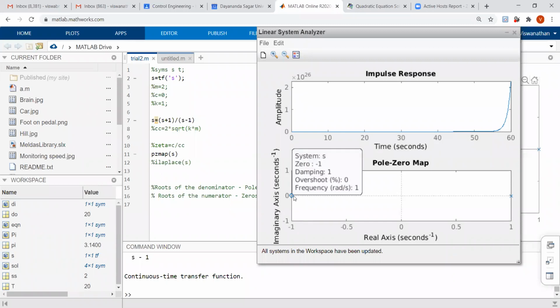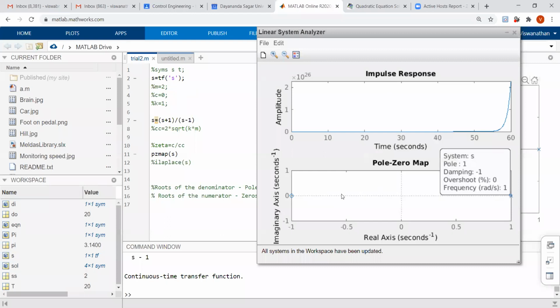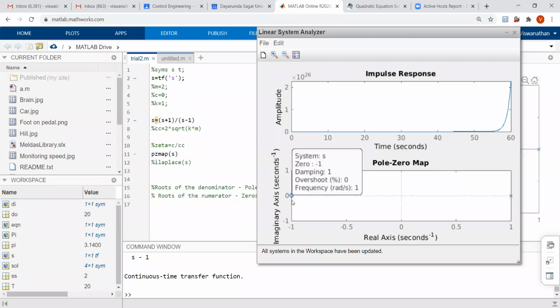Okay, so the pole is represented by a cross and the 0 is put as 0. This is called the pole-zero map, and in this the 0 is represented with a 0 symbol, and the pole is represented as a cross here.